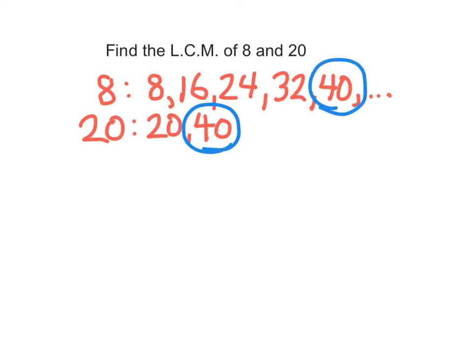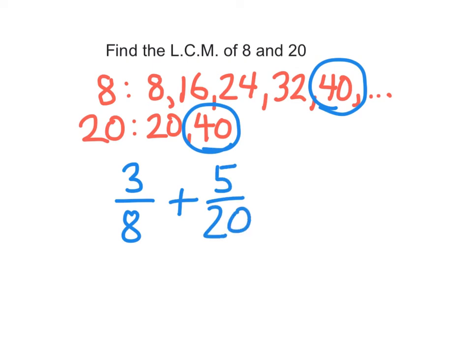So again, if I was adding fractions like 3/8 plus 5/20, I would multiply 8 by 5, 3 by 5, 20 times 2, 5 times 2, and that would give us a common denominator of 40.